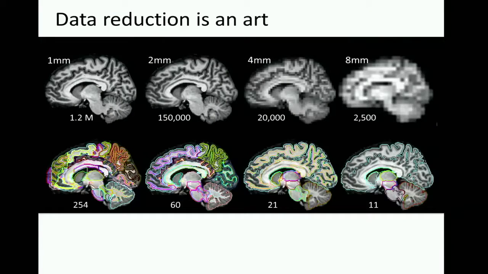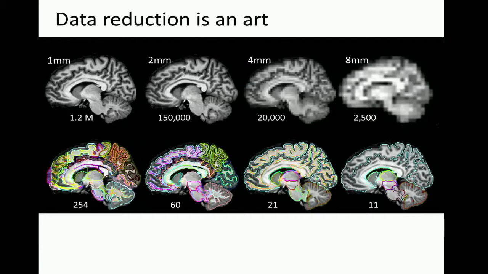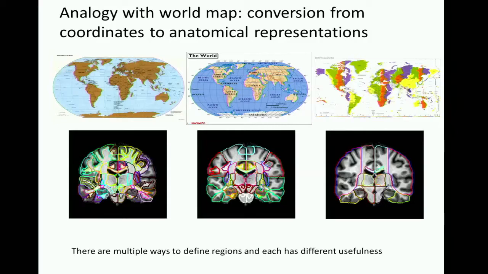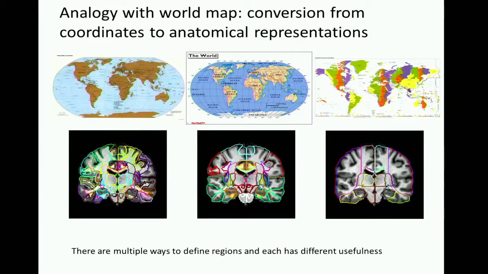Likewise, when we look at the brain, we can change the coordinate system from 1 millimeter, 2 millimeter to 80 millimeter resolution. As we decrease the resolution, obviously, the amount of information reduces. So this is one way to reduce information. But I believe what a radiologist does is they reduce the information in a way more similar to a political map. I guess in the brain MRI, one of the keys is the system to refer to the location, not by coordinate, but by name.